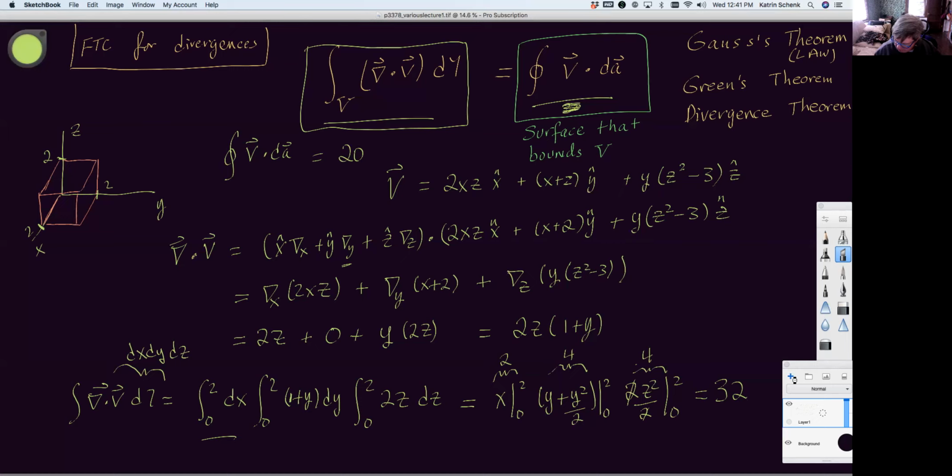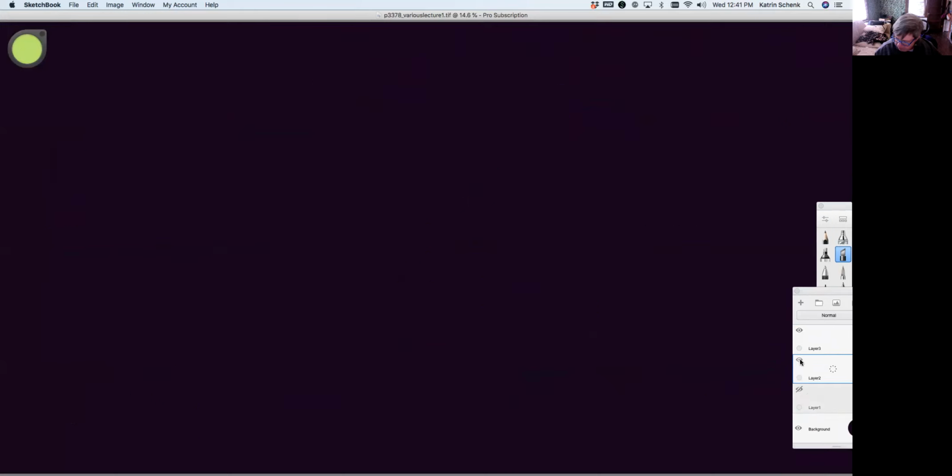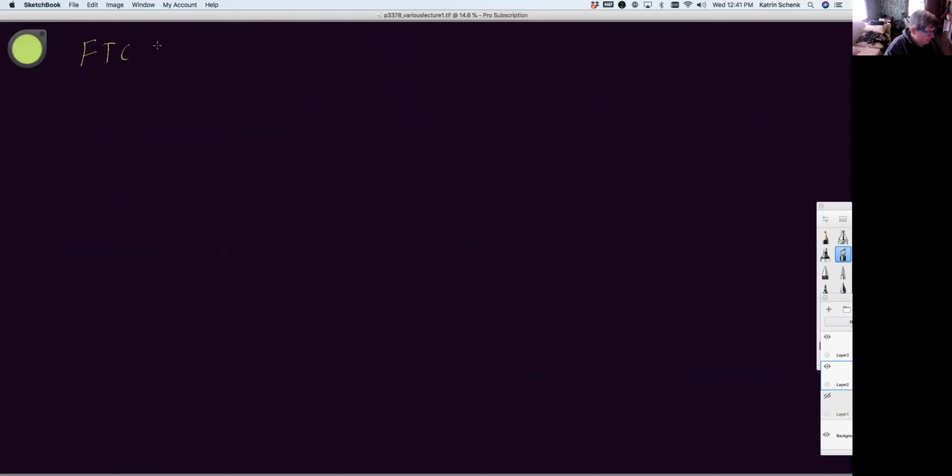Okay, disaster area. All right, let me kill this layer so you don't need to see it anymore and go to the next one, because we're on to the fundamental theorem. So the fundamental theorem of calculus for curls. Okay, fundamental for curls.